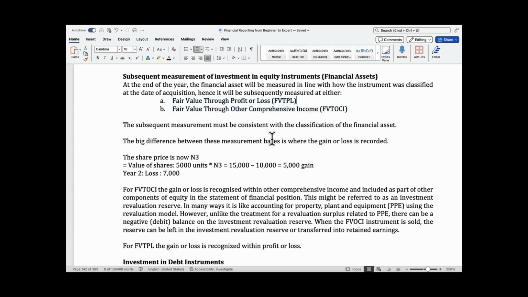So speaking to this one, if you made a gain in year one, and you're measuring it at fair value through OCI, take the gain to OCI. In year two, when you make a loss and it's measured at fair value through OCI, take the loss to OCI. It sits there every year. OCI, OCI, OCI, OCI. So I needed to make that clarification for your knowledge.